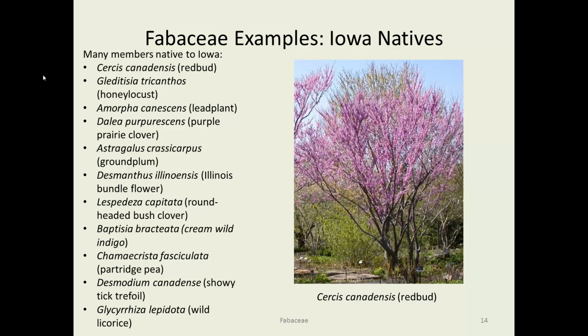Purple prairie clover, and I'll show you in the next picture. We have ground plums. That's our Astragalus. Illinois bundleflower is a large mimosa-type flower of the legume family here. Round-headed bush clover, cream wild indigo. There's also white wild indigo, a much taller species. Partridge pea is an important annual legume in Iowa. Showy tick trefoil, important, very pretty. Also the plant that produces the little stick-tights that come home on your socks that are sort of triangular and flat. Wild licorice, among many others.